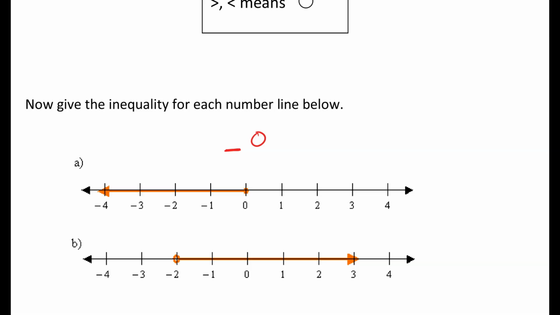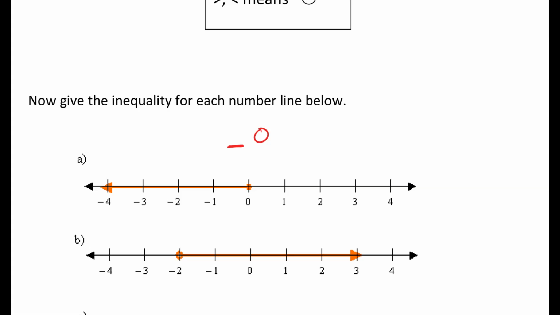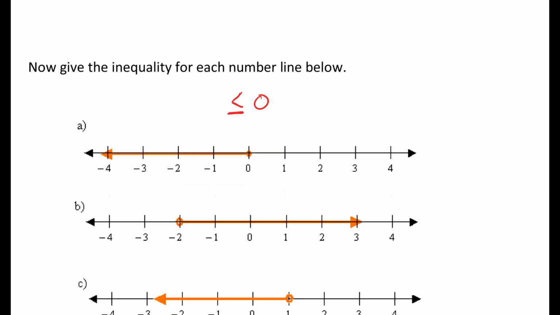The next thing we have to determine is is it greater than or is it less than? Well, it's going to the left, which is going further negative. So we're going below 0, which means it's going to be less than 0. So it is opening up towards it.